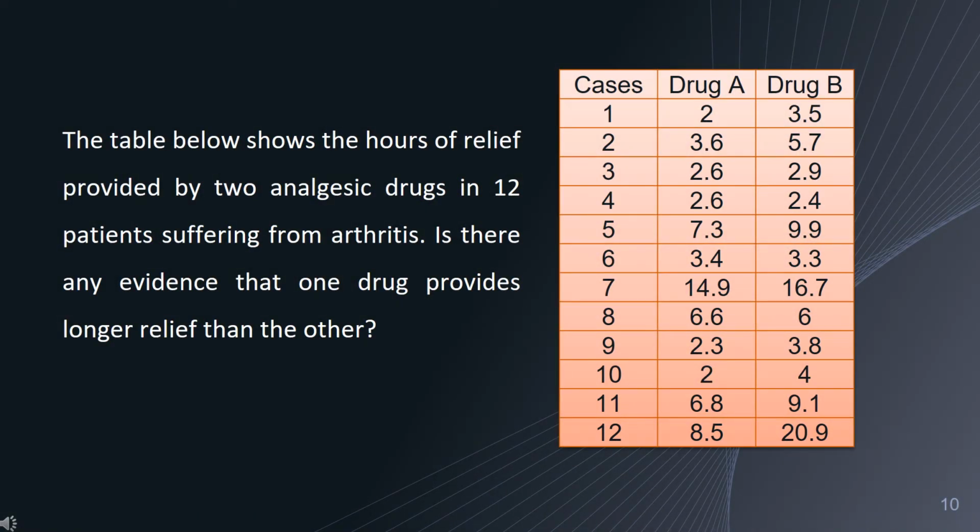Now I am giving you an example. Here is a table that shows the hours of relief provided by two analgesic drugs in 12 patients suffering from arthritis. Is there any evidence that one drug provides better or longer relief than the other? So I have given here 12 cases, drug A and drug B.